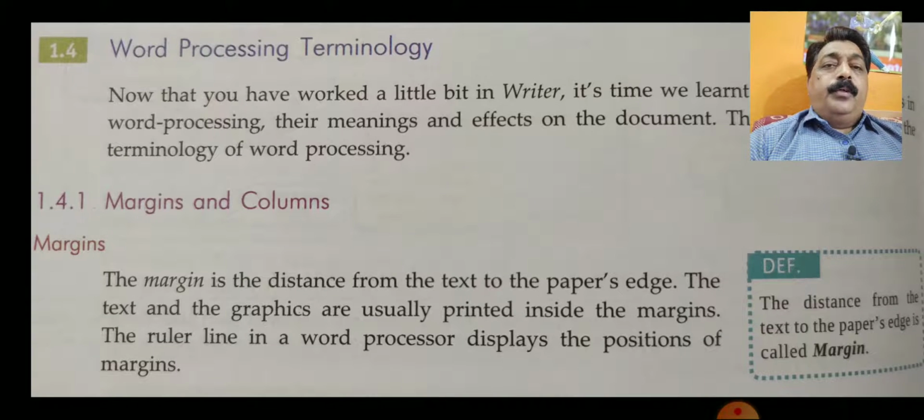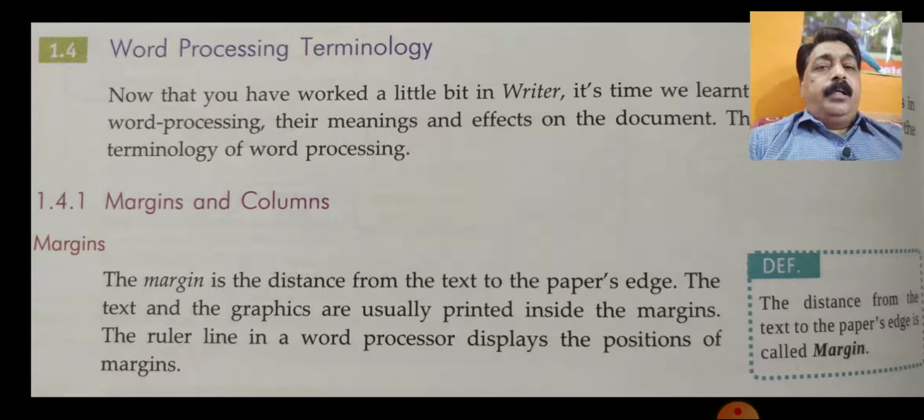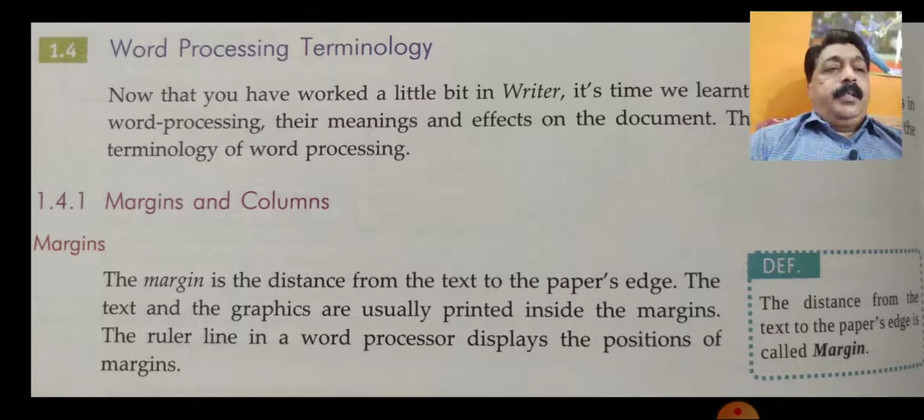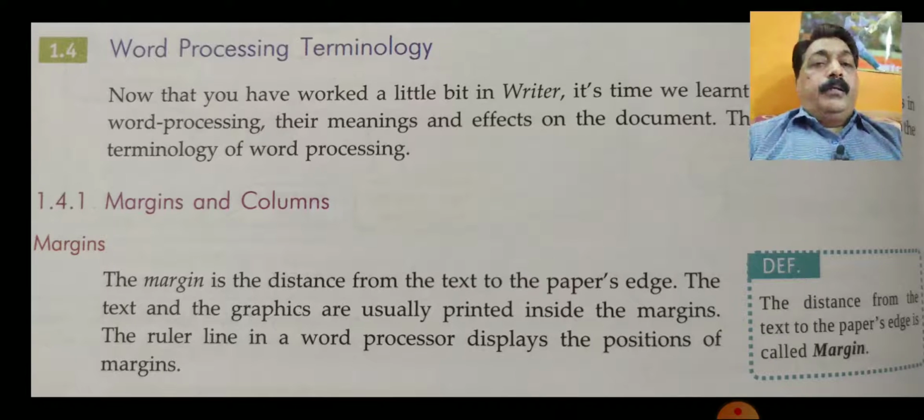So generally four kinds of margins we use: top margin, bottom margin, left margin and right margin. So this is the space between the edges of the page and your text. So like this we can manage the margins in our text.